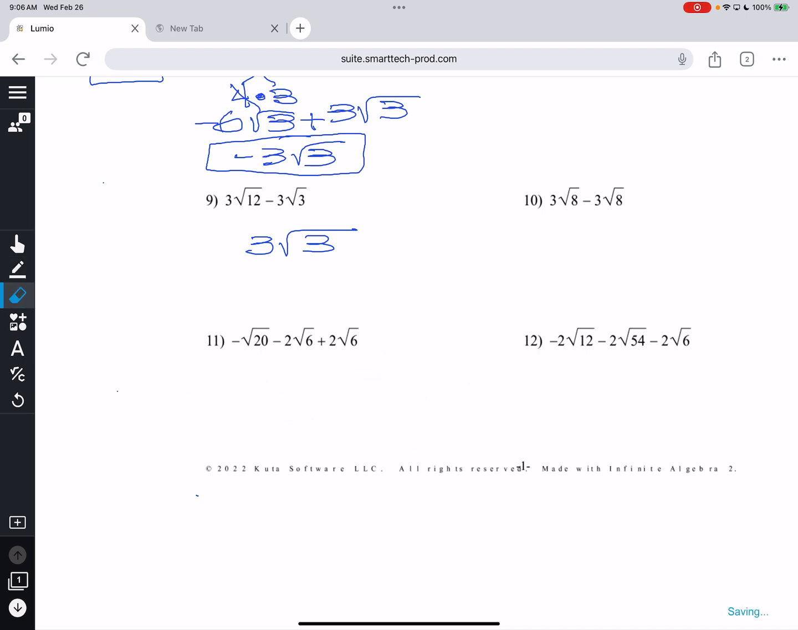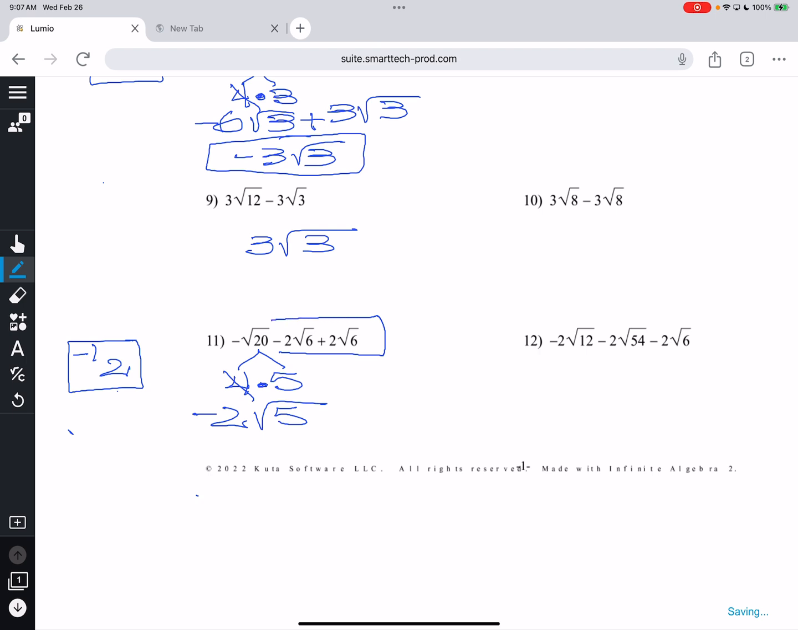Okay. So 20 is going to break down into what? 4 times 5. What comes out? 4. And we already have out there a negative, so that's a negative 1 times 2. Okay, so we have negative 2 radical 5. All right, then we take the rest of it, and we have a negative 2 radical 6 plus 2 radical 6. Negative 2 plus 2 is 0. So we don't have any radical 6's involved.